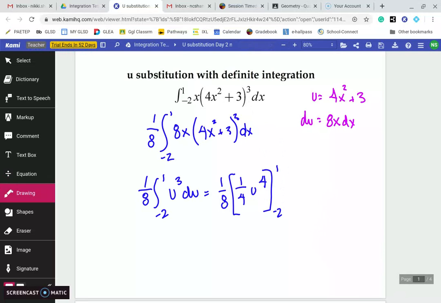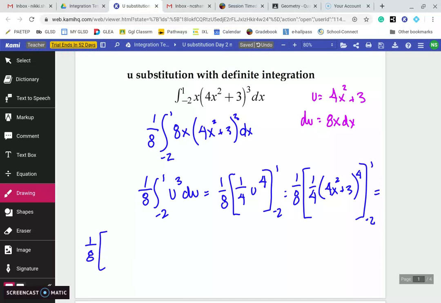So before I can do that, I have to plug the u back in. Well, plug the x back in for the u. So I'm going to have 1/8 times 1/4 times the quantity 4x squared plus 3 to the 4th. And that gets taken from -2 to 1. So now we plug the 1 in. So I have 1/8 times 1/4, and then I'll plug 1 in. So 1 is going to give me 7 to the 4th.